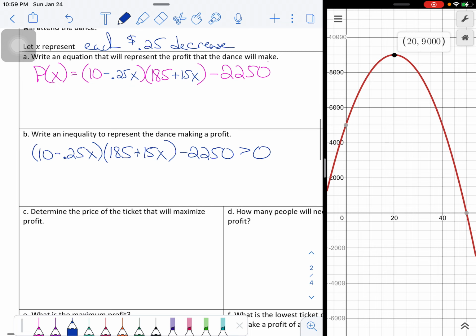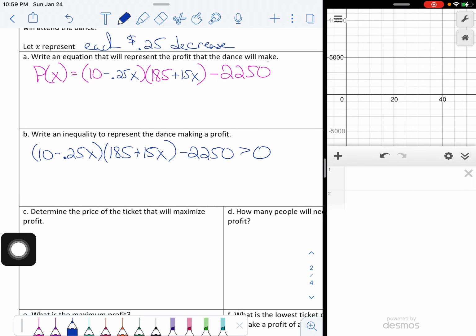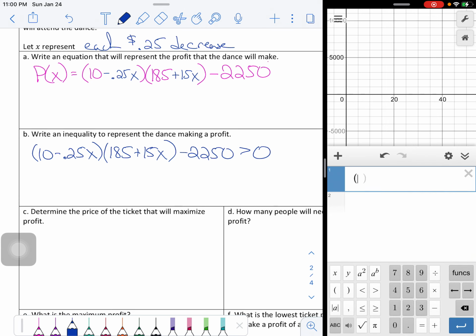Okay, so what we're going to do, I'm going to go back to Desmos, and I'm going to put this mess in so we can figure out the maximization. All right, so let me clear out what I had in there. All right, 10 minus 0.25x, and then 185 plus 15x minus 2250, I keep saying it wrong, but 2250. Okay, so that's the equation.